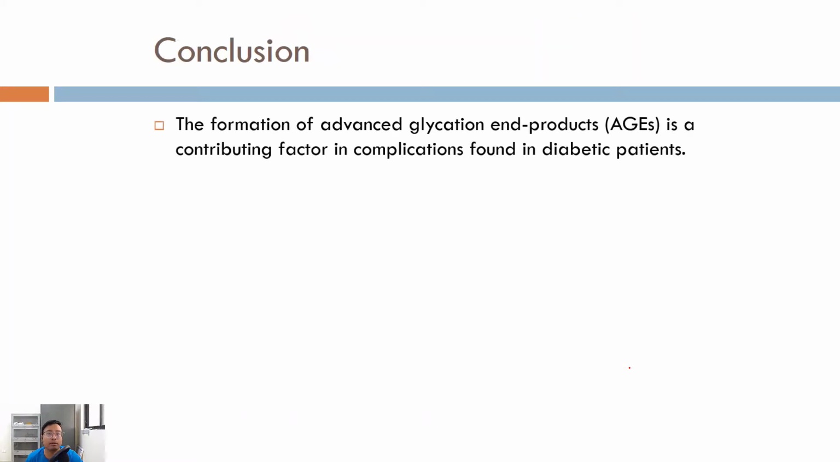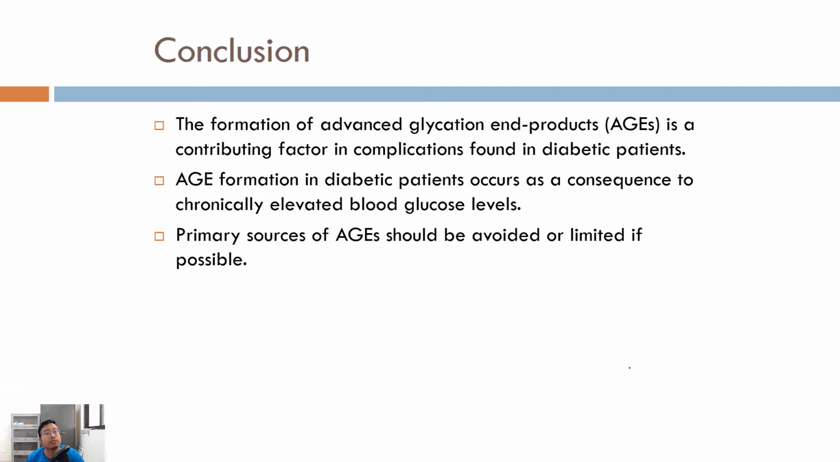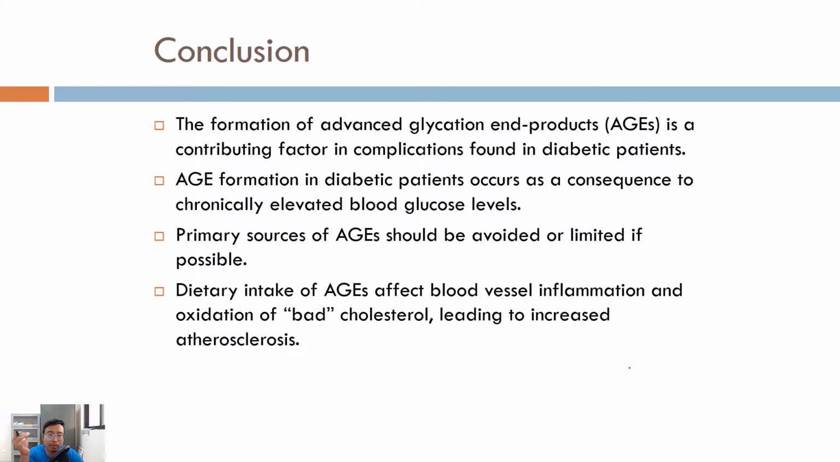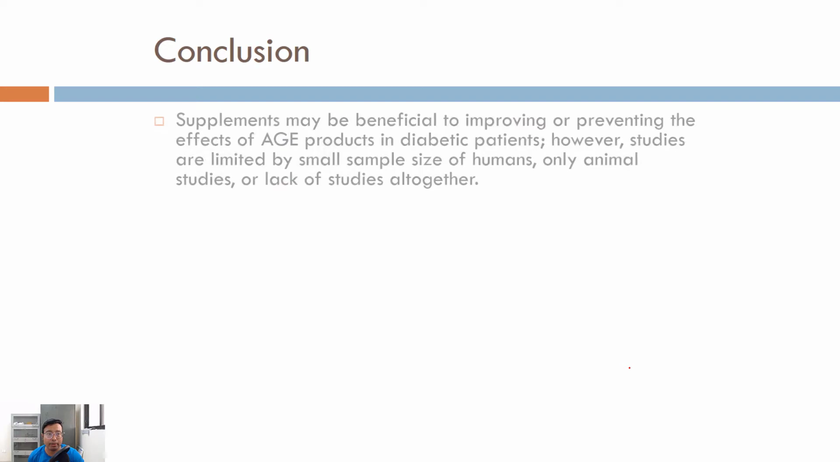Anyway, to conclude my study, the formation of advanced glycation end products is a contributing factor that aids in the complications that are found in diabetes mellitus. The formation of AGEs in diabetes occurs as a consequence of chronically elevated blood glucose levels, and primary sources of AGEs should be avoided or limited if possible, especially dietary intake. It leads to blood vessel inflammation and oxidation of bad cholesterol, leading to increased atherosclerosis. We have discussed that. Dietary modification is strongly recommended to reduce the effect of AGEs in all patients.